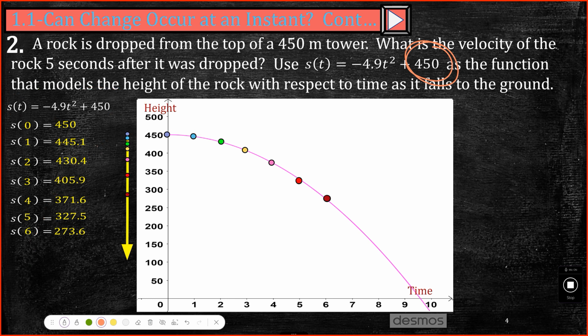All right. So, okay, we still haven't answered the question. What is the question actually? It says, what is the velocity of the rock 5 seconds after it was dropped? So in reality, what you need, when it's talking about velocity, velocity means rate of change.